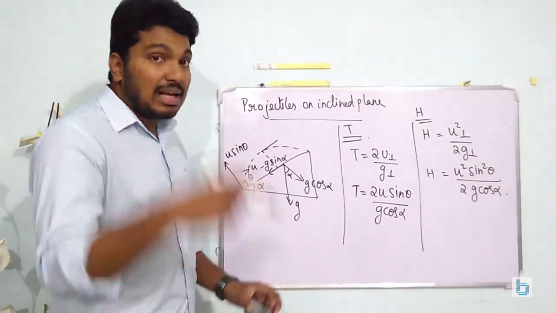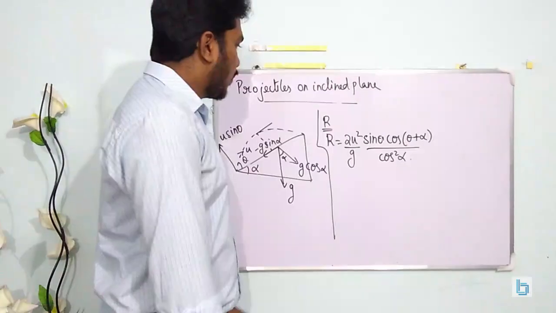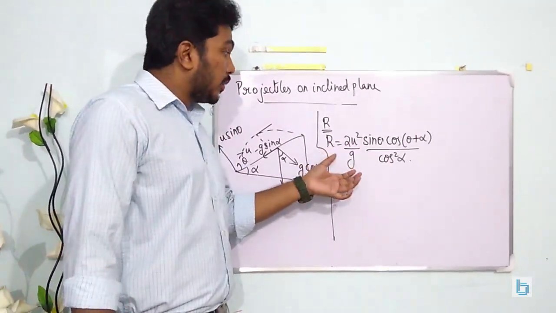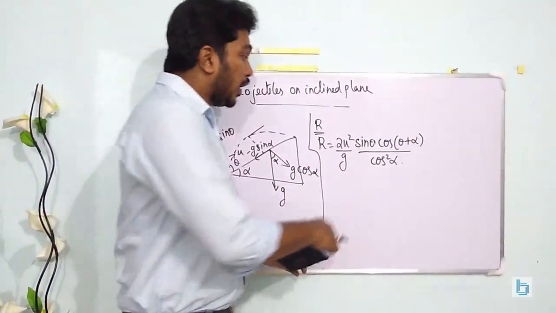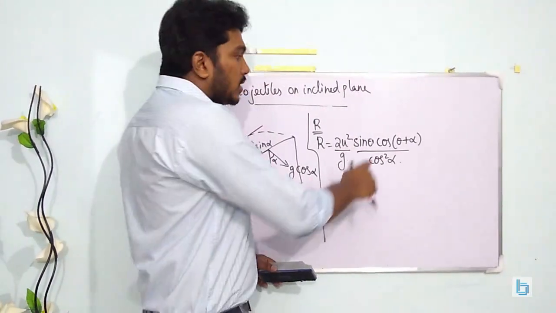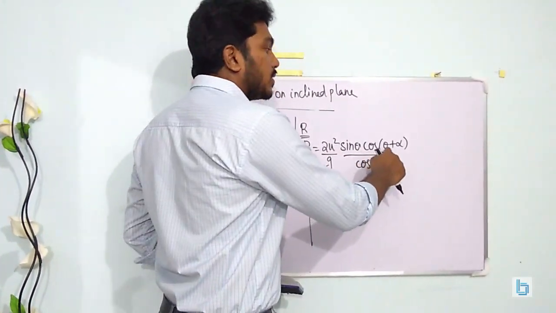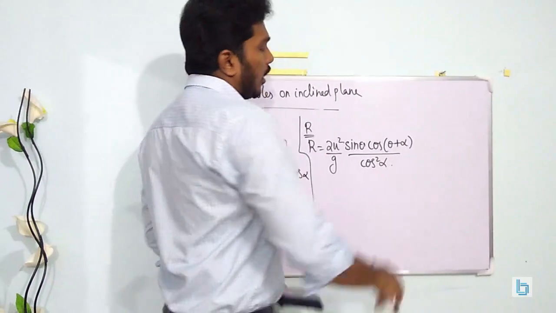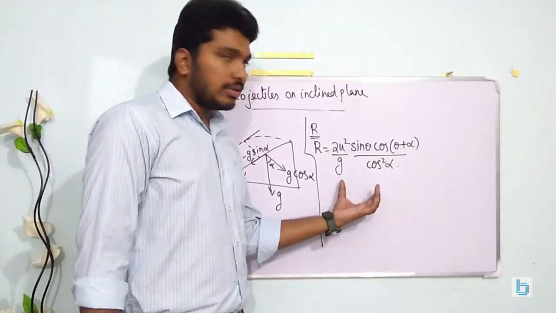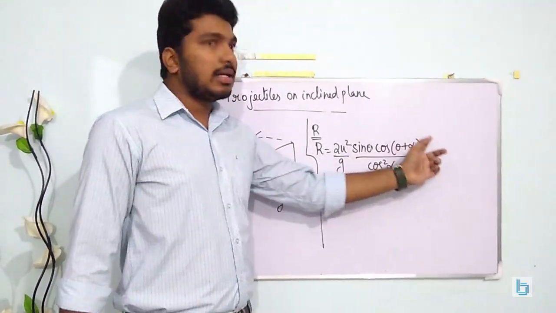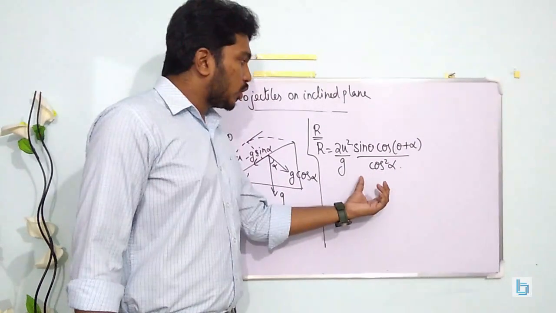Okay, ഇനി വേണ്ടത് എന്താ? range equation. And the equation for range എങ്ങനെയാ? Range is given by 2u square by g sin theta cos theta plus alpha by cos square alpha. Okay, അപ്പോൾ ഇത് ഓർത്ത് വെക്കണം, ശ്രദ്ധിക്കണം. It's a big equation, you might get confused. Okay, അപ്പോൾ ഇത് ഓർത്ത് വെക്കുക.